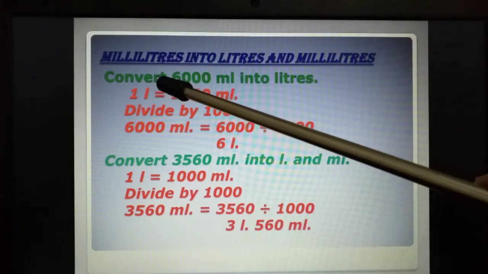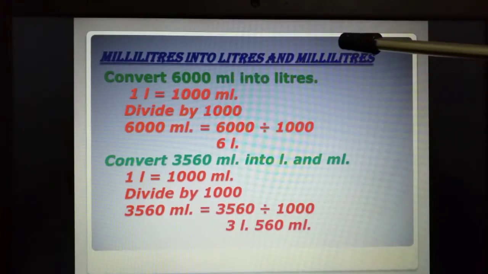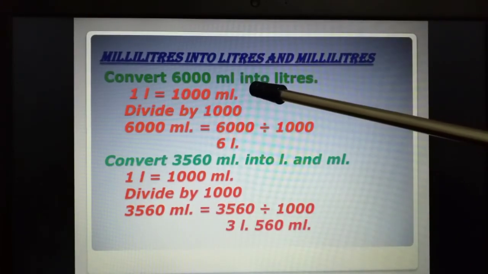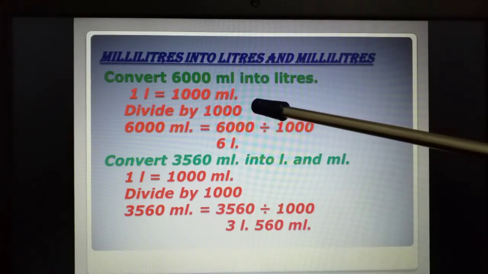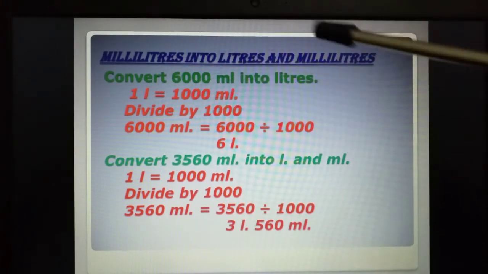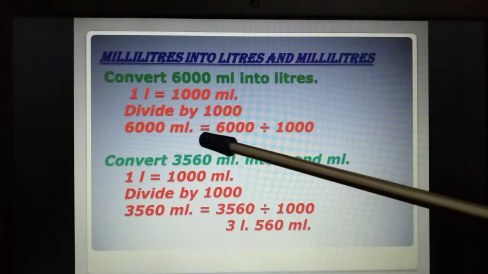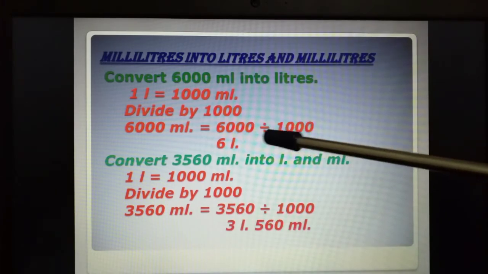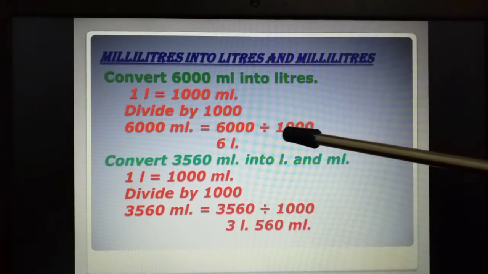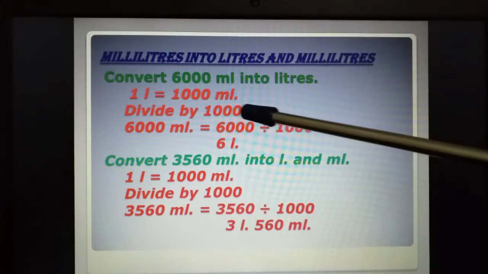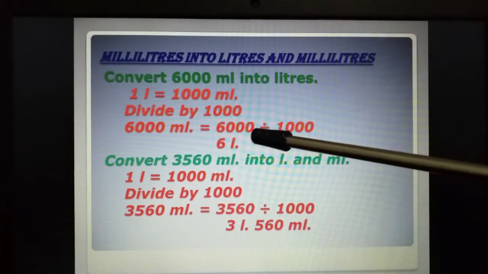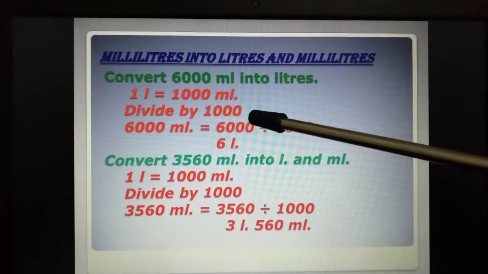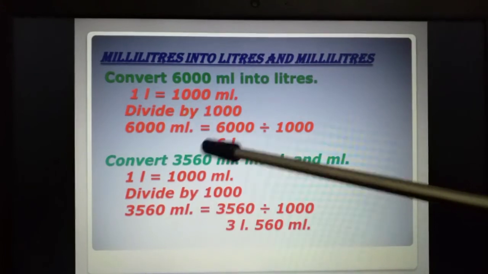Now here our question is convert 6000 milliliters into liters. Now 1 liter is equal to 1000 milliliters, and divide by 1000 because we are going to convert milliliters into liters. Now 6000 milliliters is equal to 6000 divided by 1000. If we divide a number by 1000, last 3 digits will be milliliters and rest of the digits will be liters. And here last 3 digits are 0, 0 and 0, so no need to write. Only the answer will be 6 liters.